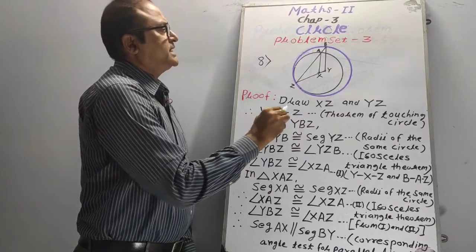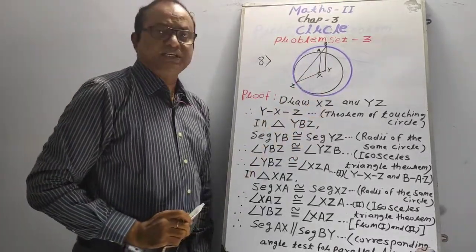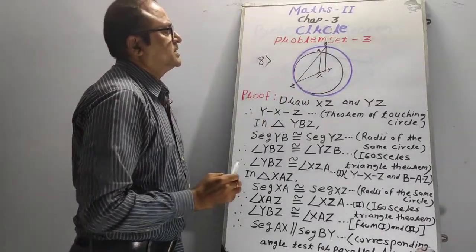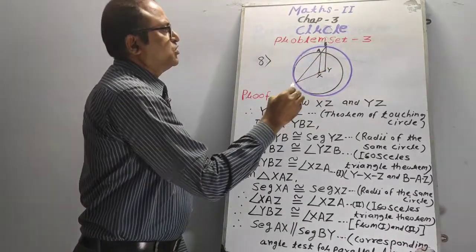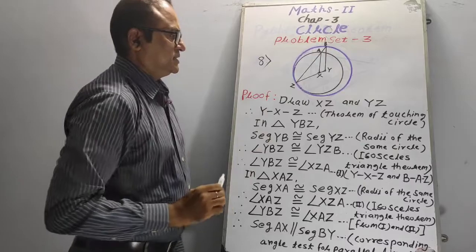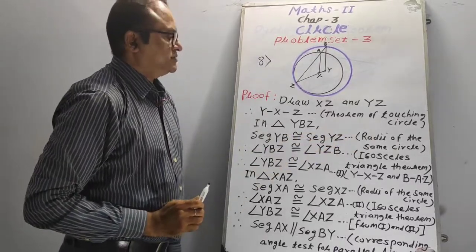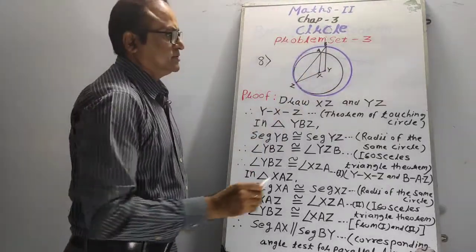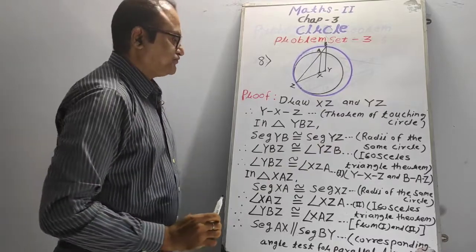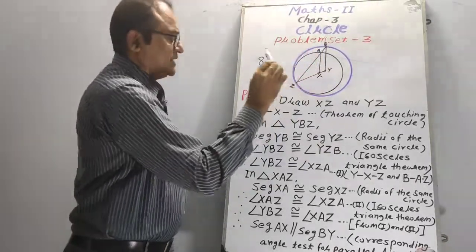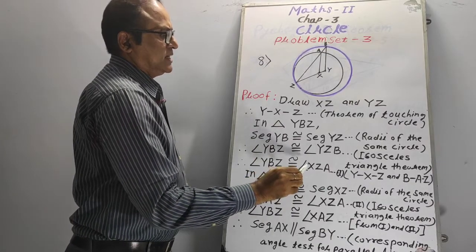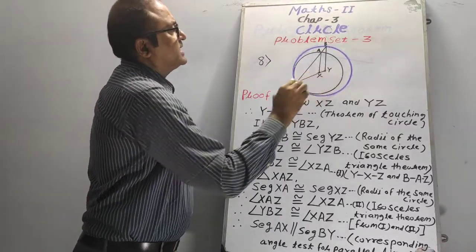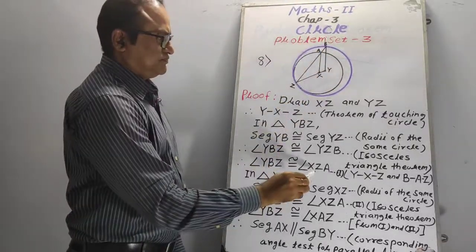Therefore, Y-X-Z are collinear by the theorem of touching circles. First, in triangle YBZ, seg YB is congruent to seg YZ, radii of the same circle. Therefore, angle YBZ is congruent to angle YZB by the isosceles triangle theorem. Therefore, angle YBZ is congruent to angle XZA. Here, YZB and XZA are the same.